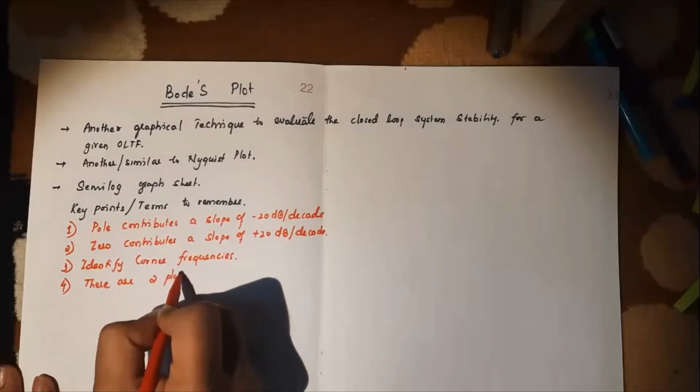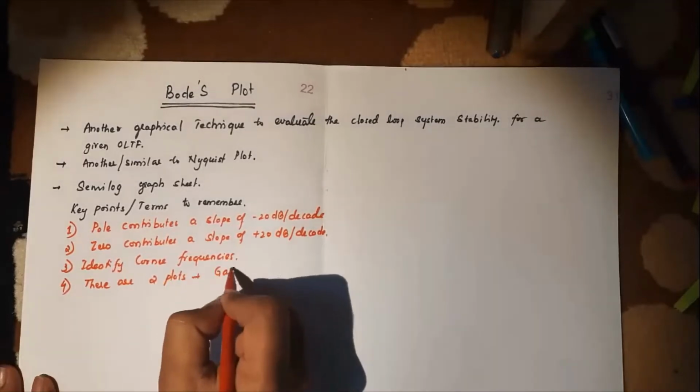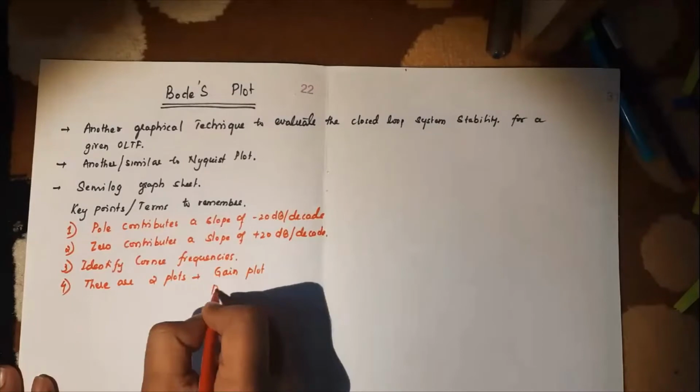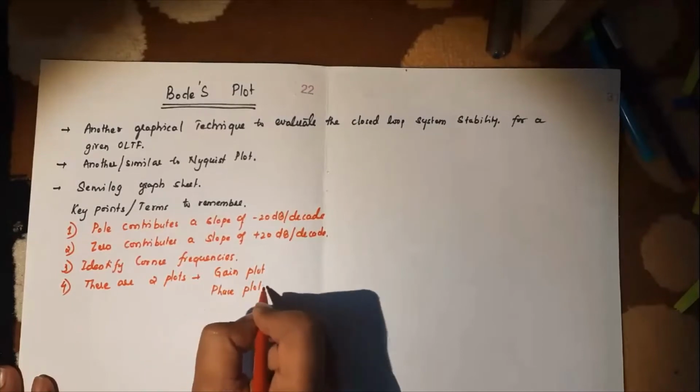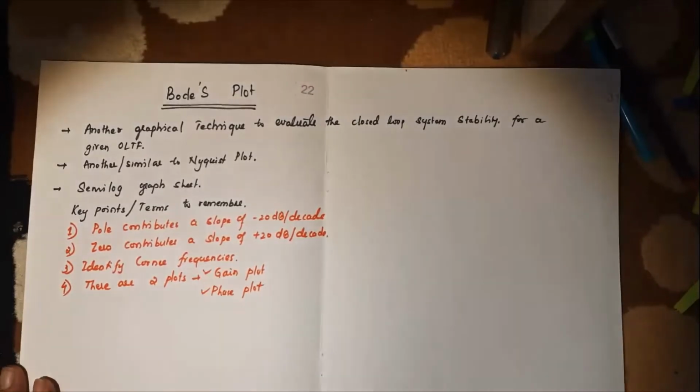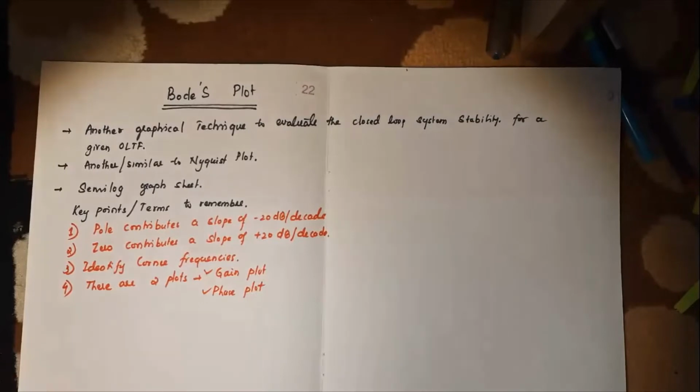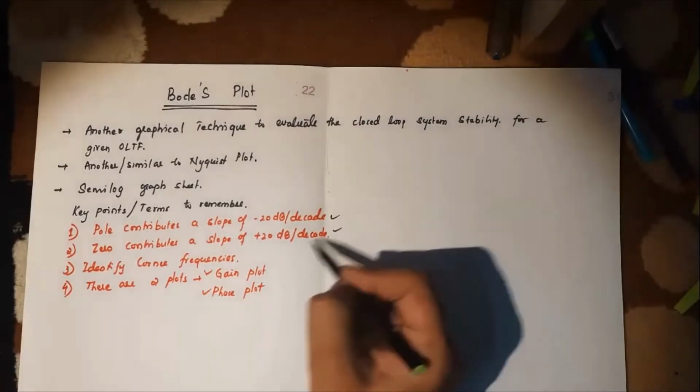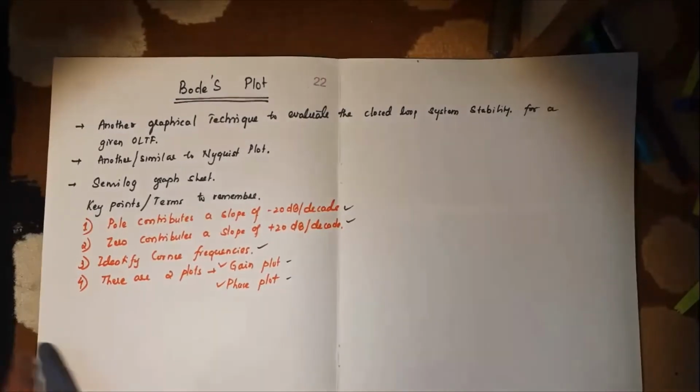Then the next one is, in the Bode plot there are two plots. First one is gain plot, second one is phase plot, and both are drawn in the same semi-log sheet using two different scales. Okay, so these are the key points to remember.